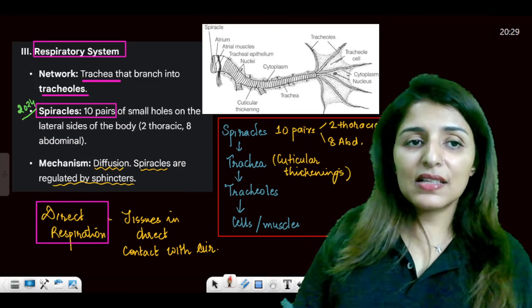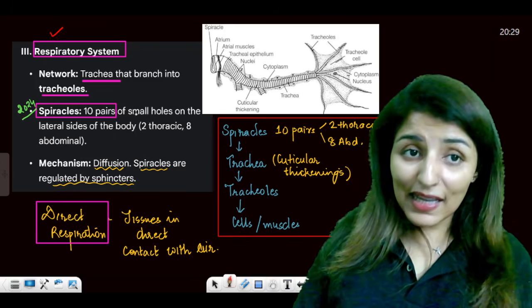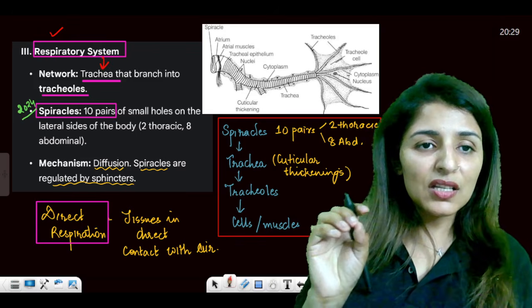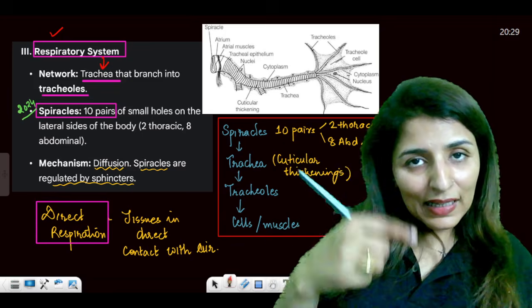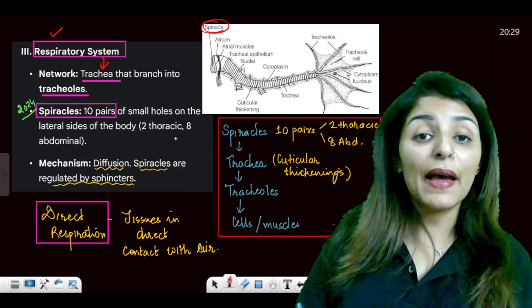Moving on to the next system, which is the respiratory system. Now, as we know, it's an insect, so it has a tracheal system. So the main structure for respiration is the trachea. So basically on the lateral sides of the body are present special openings which are known as spiracles.